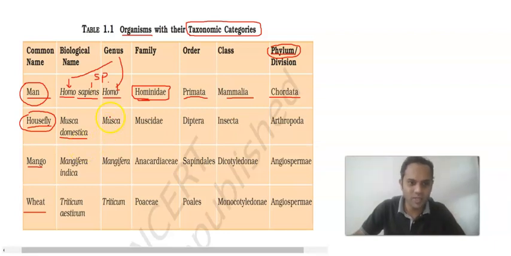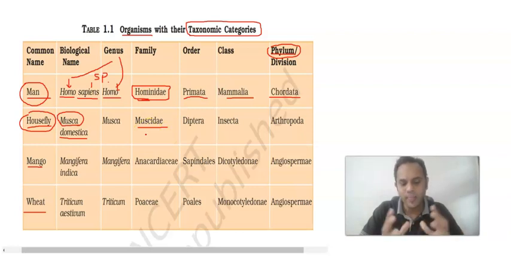Here, Musca is the genus and domestica is the species name. The family is Muscidae; the characteristic of this Muscidae family is that they have a gray and black colored body. So certain flies which have that type of colored body are placed in the family Muscidae.